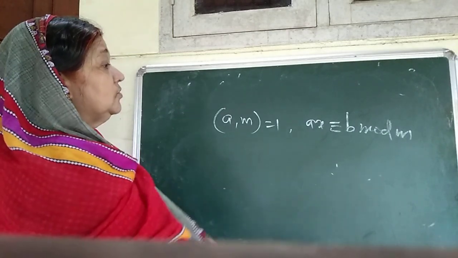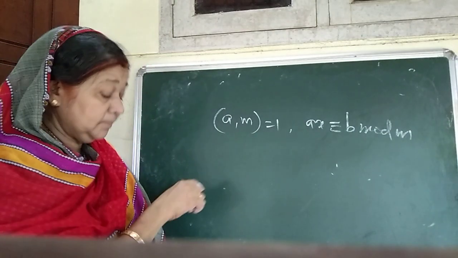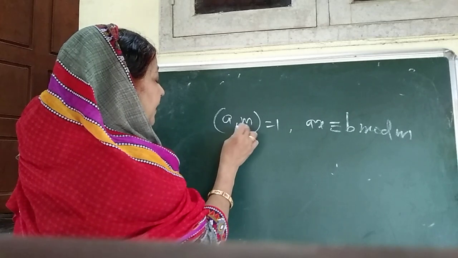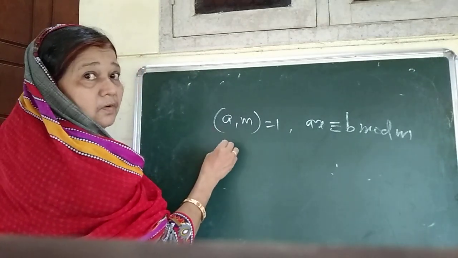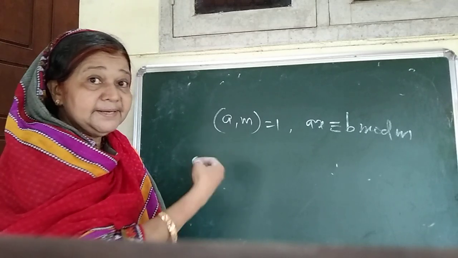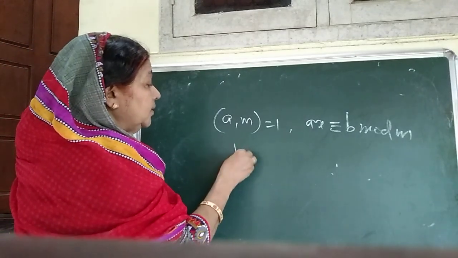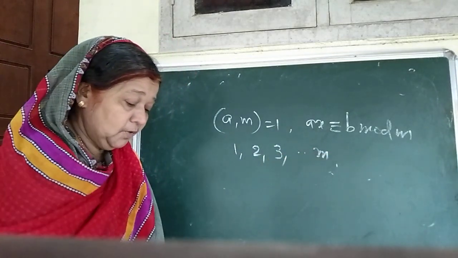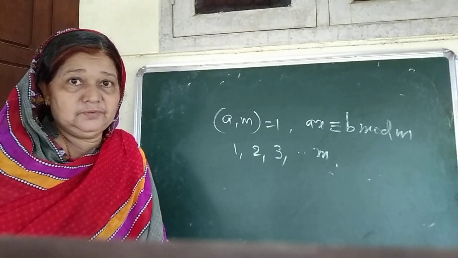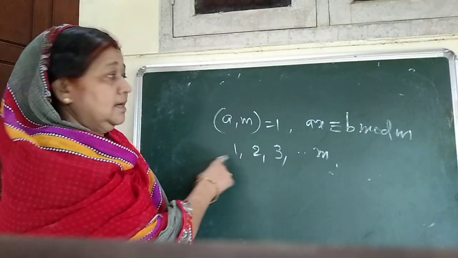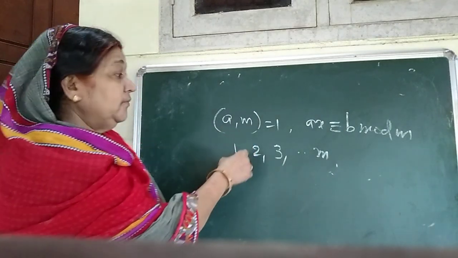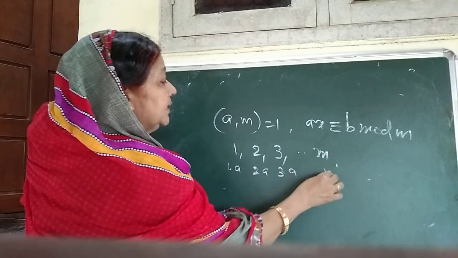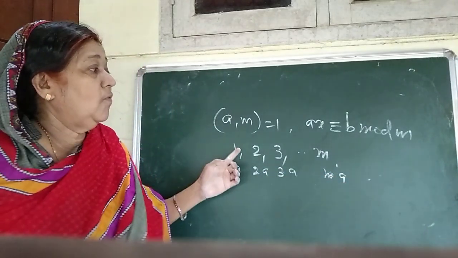Since ax is congruent to b mod m and (a, m) equal to 1, we can find a solution. Let 1, 2, 3, etc. be complete residues, representatives from each class. Since a and m are relatively prime, we know 1 into a, 2 into a, 3 into a, etc., m into a are nothing but 1, 2, 3, etc.